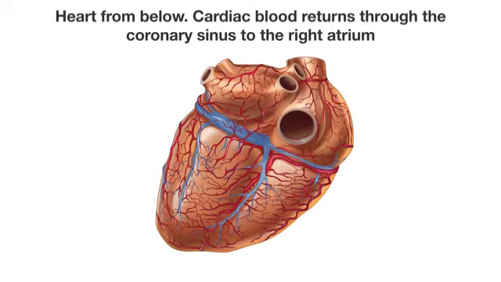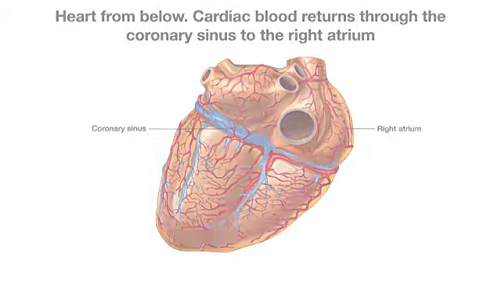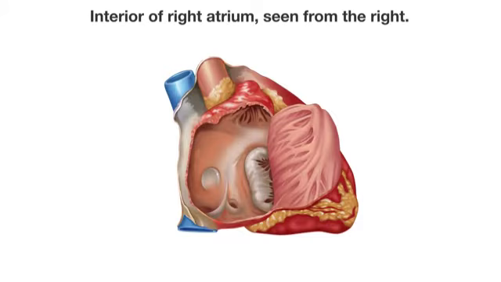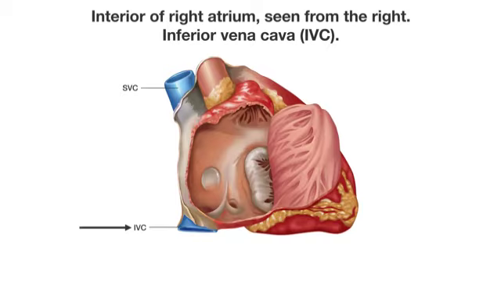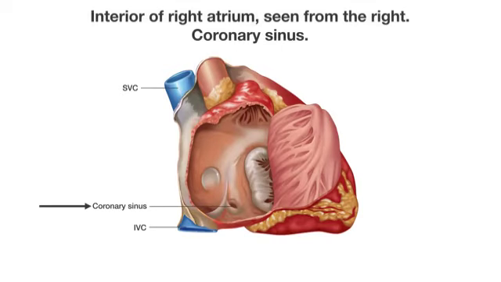This is a posterior view of the heart from below. It shows the cardiac blood returning through the coronary sinus to the right atrium. This is an interior view of the right atrium seen from the right. The superior vena cava drains into the right atrium superiorly, and the inferior vena cava inferiorly. And adjacent to the opening of the inferior vena cava, we see the coronary sinus, where venous blood from the heart returns to the right atrium.